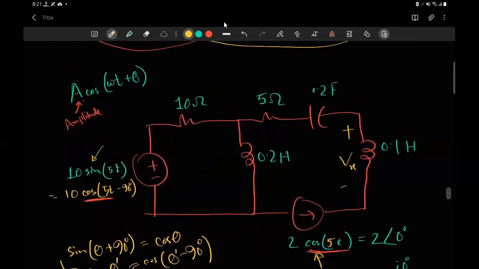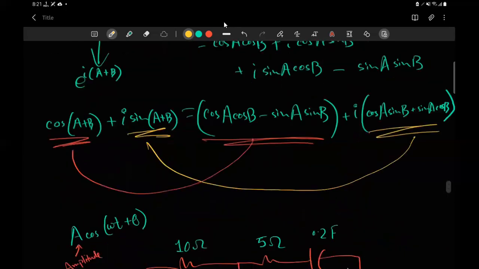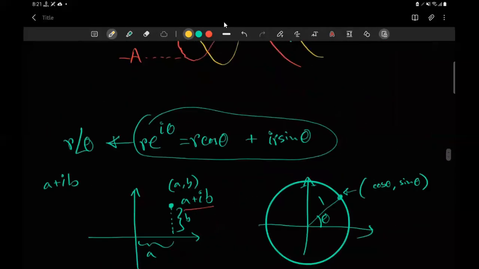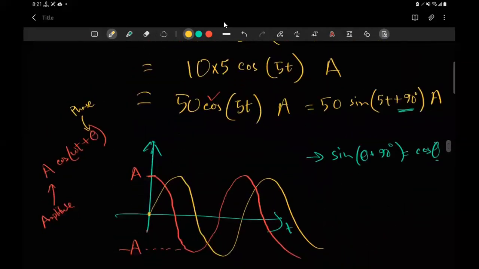Just match the equation with this. The value of omega is 5. If you remember from your physics classes, this omega is called angular frequency. You had equations like omega equals twice pi f. If f was frequency, angular frequency was f times twice pi.